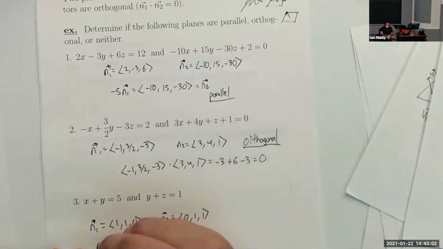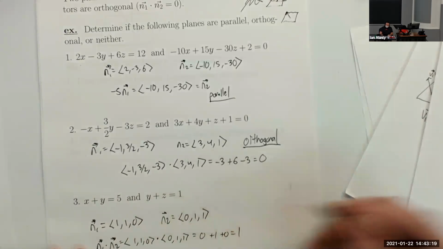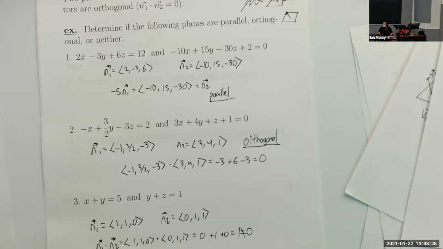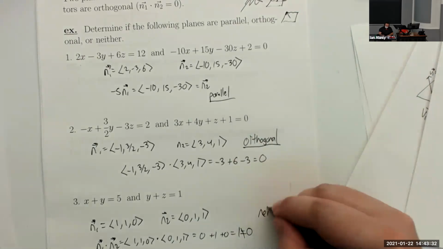Let's dot them, see what happens with that. 0, 1, 1. Let's see, 1 times 0 is 0. 1 times 1 is 1. And 0 times 1 is 0. So this gives us 1, but unless you want all of math to crash, 1 is not equal to 0. So that means that these guys are not going to be orthogonal right here. So they're not orthogonal, they're not parallel. So I guess they're neither.